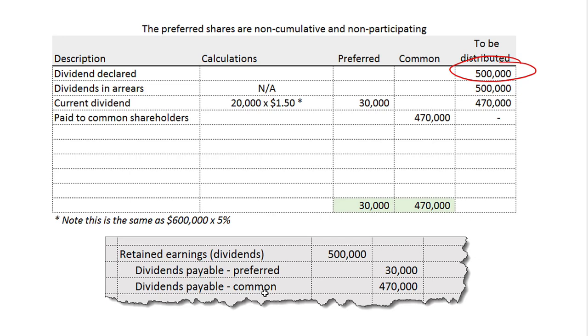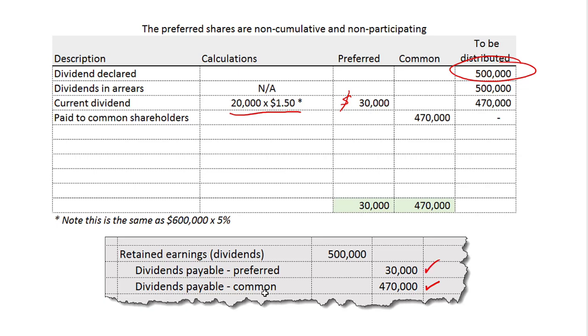There were no dividends in arrears because they're non-cumulative. So we calculate the current dividend, 20,000 shares at $1.50. We can see $30,000. That goes then to the preferred shareholders. Everything else goes to the common shareholders. The journal entry is payable to the common shareholders, $470,000, and payable to the preferred shareholders, $30,000, and the whole amount is accounted for.